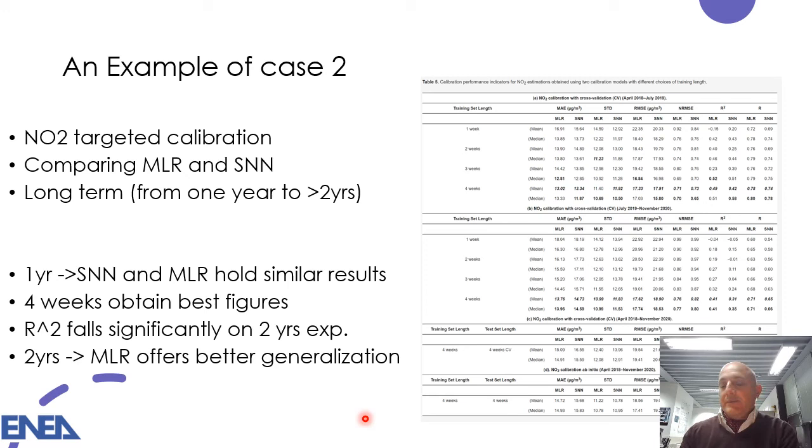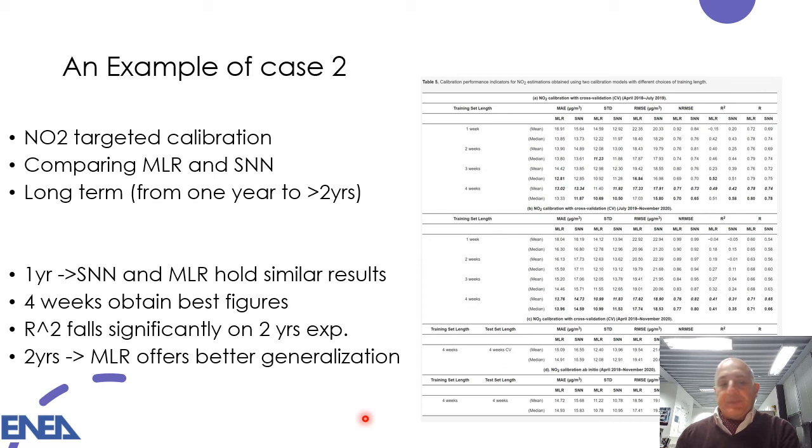Evidently, these conditions were not sufficiently representing what happened in the remaining 2 years. Maybe that was a period of very stable weather conditions and was not enough, is not containing enough information to have a complete description of the sensor behavior.